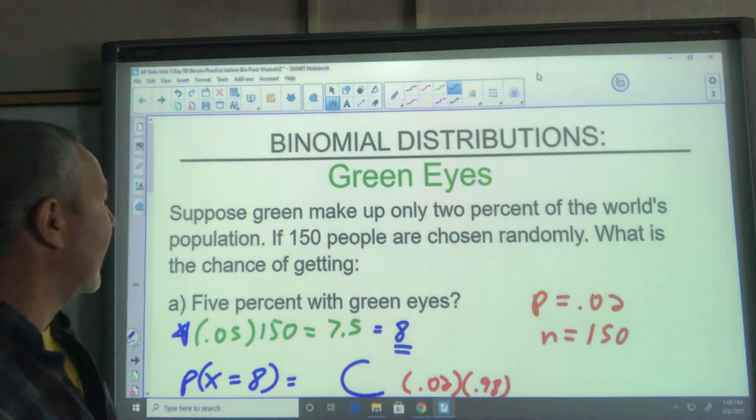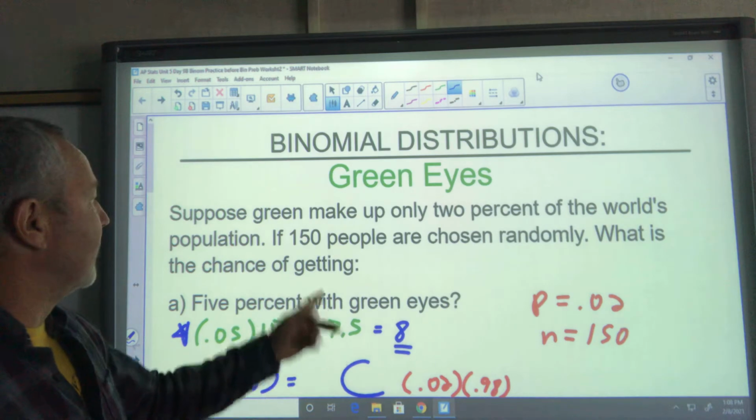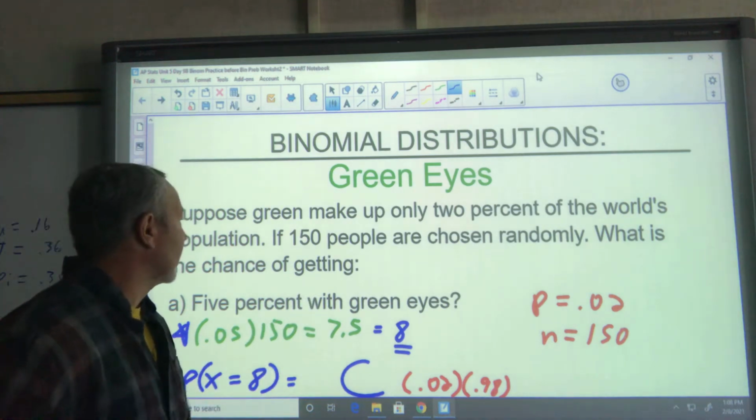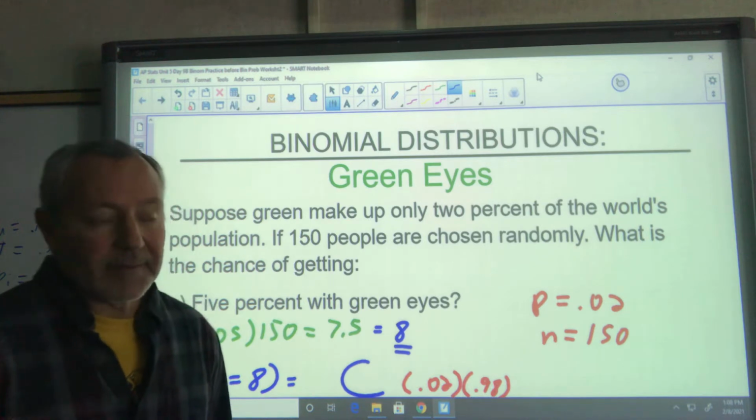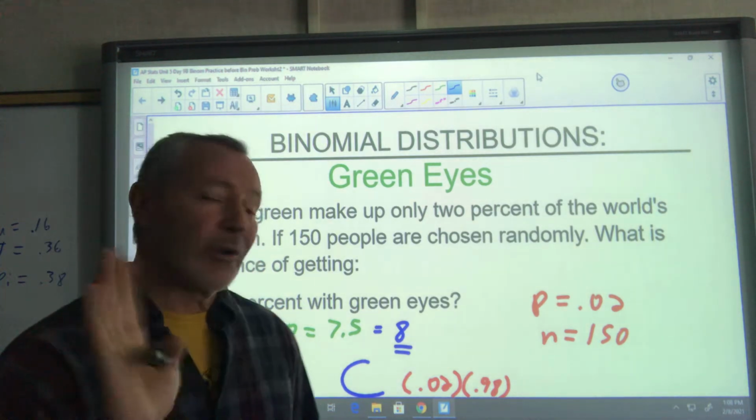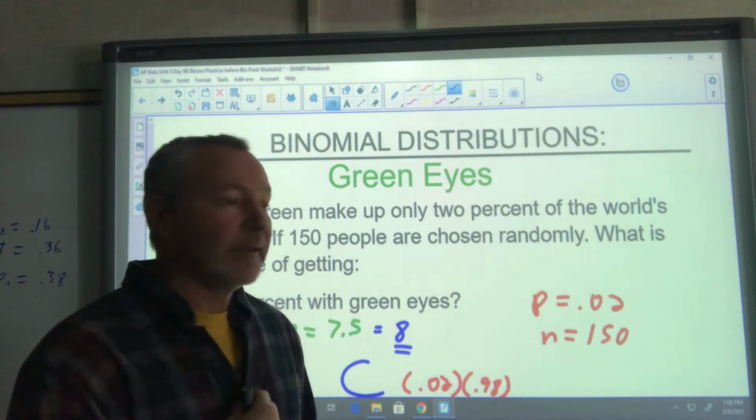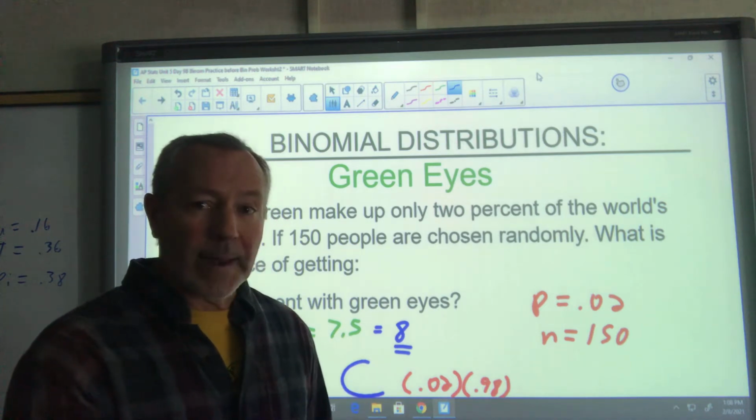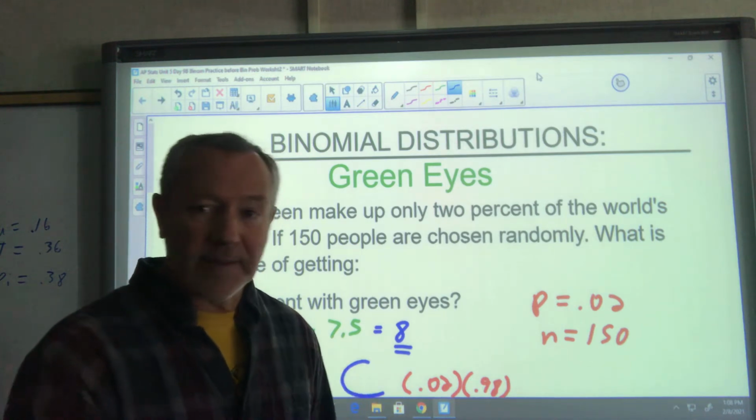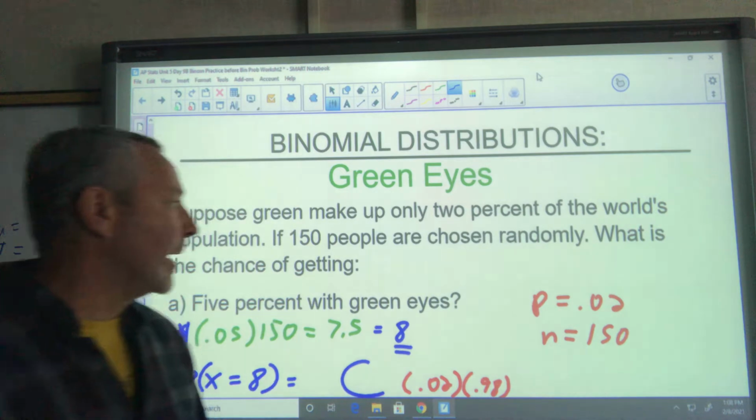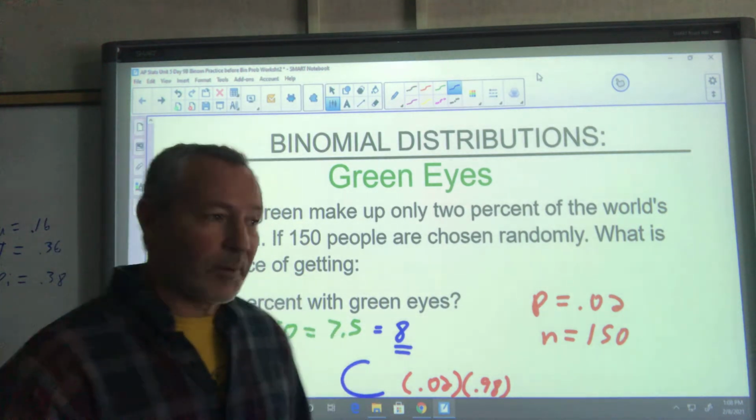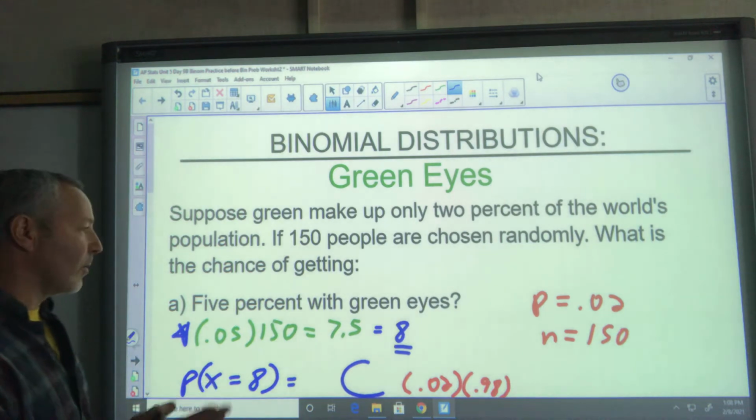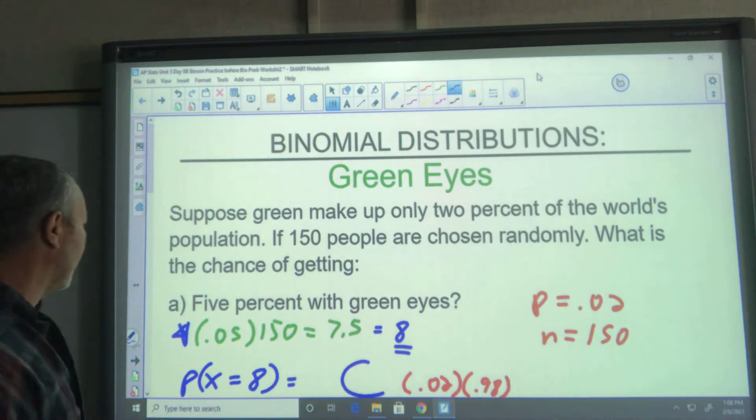In this particular case, we have green-eyed people. 2% of the world's population, it says, are green-eyed people. So the two possible outcomes are either green-eyed or not, what we're interested in. And then every time I check a randomly chosen person, I have a 2% chance that they'll have green eyes. And independent: the eye color of one person doesn't affect the eye color of another person. So they satisfy the Bernoulli trials, and we're ready to start.